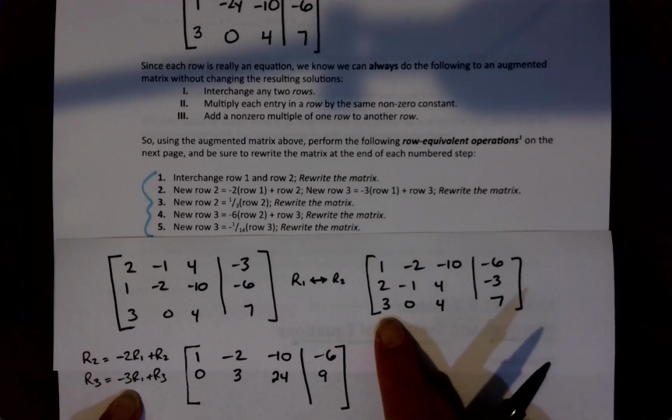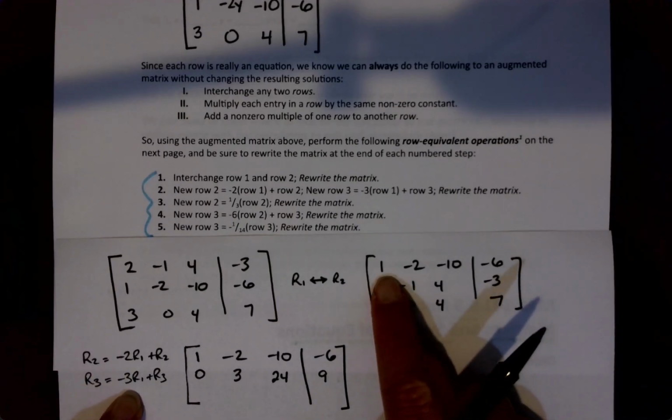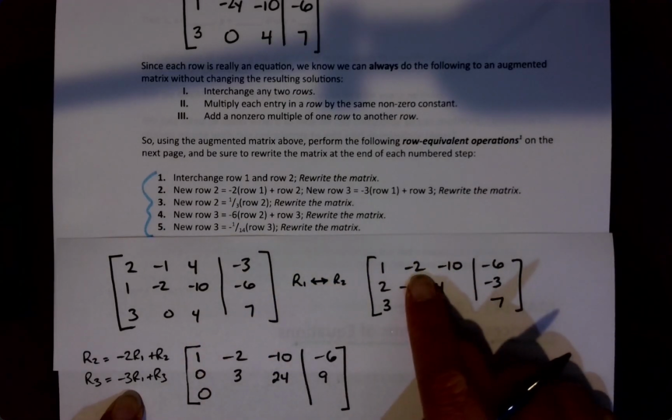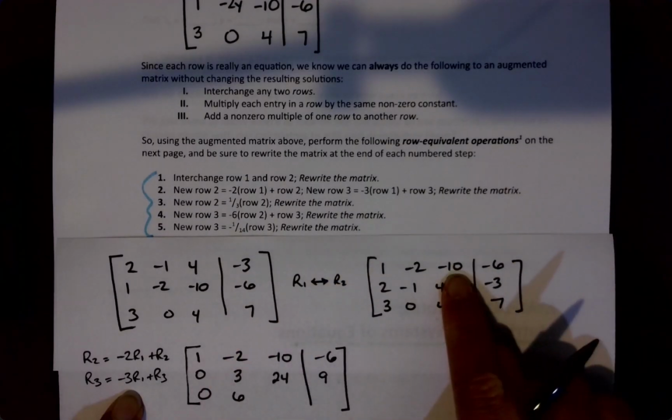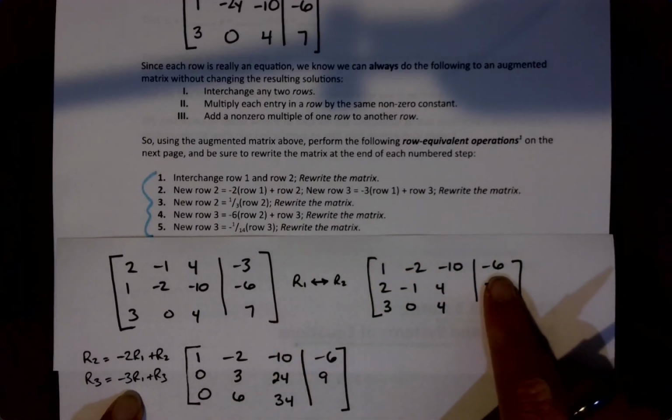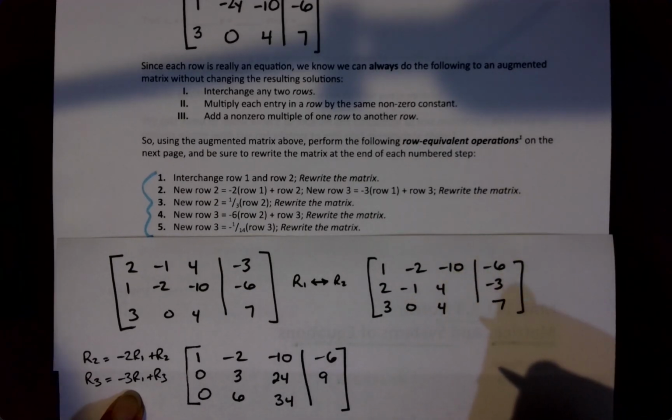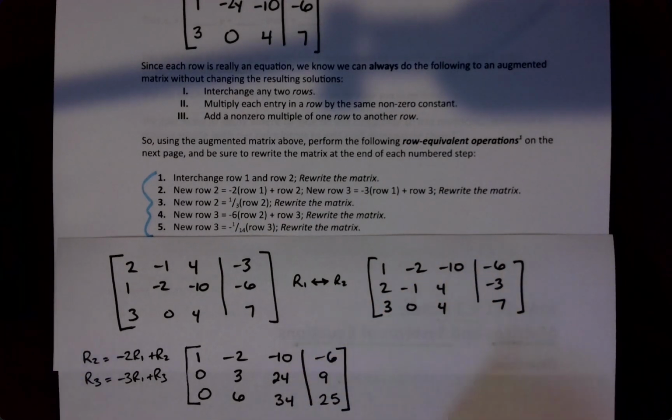On to row 3. -3 times 1 is -3, plus 3 is 0. -3 times -2 is +6, plus 0 is +6. -3 times -10 is 30, plus 4 is 34. And -3 times -6 is +18. +18 plus 7 is going to be 25.